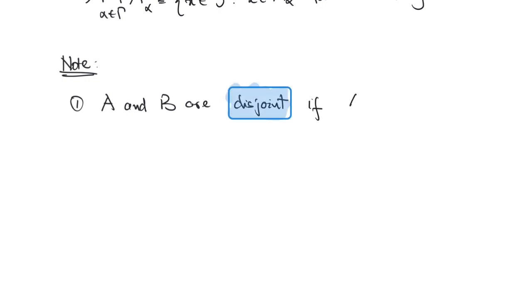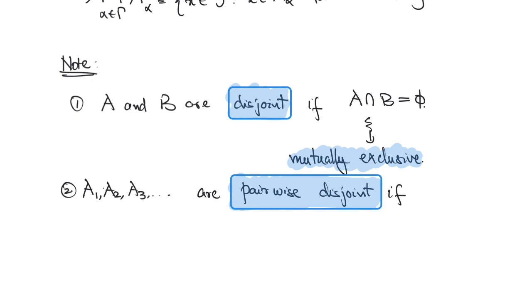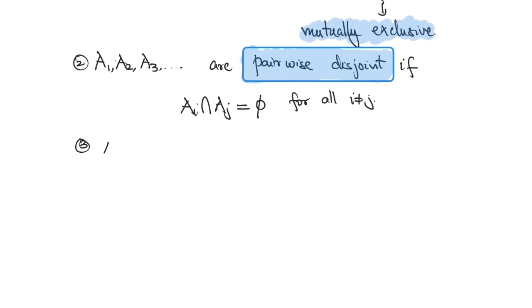We say that A and B are disjoint if the intersection of A and B is the empty set. A and B would also be called mutually exclusive in this case. A1, A2, A3, and so on would be called pairwise disjoint if the intersection of AI and AJ is empty for any pairs of IJ such that I not equal to J.